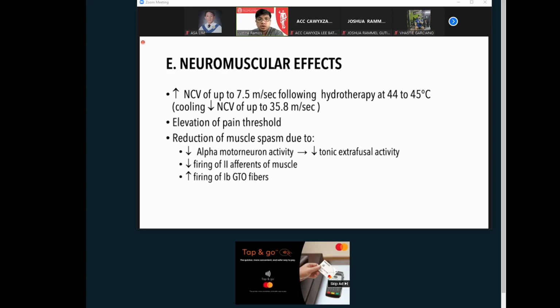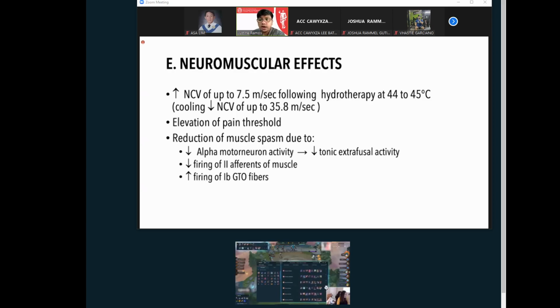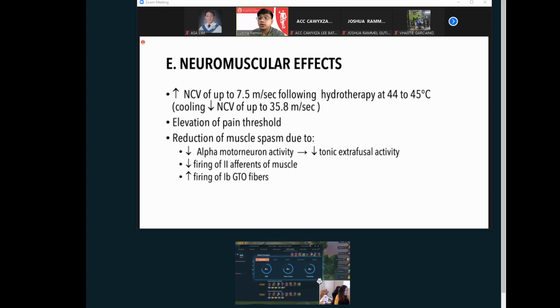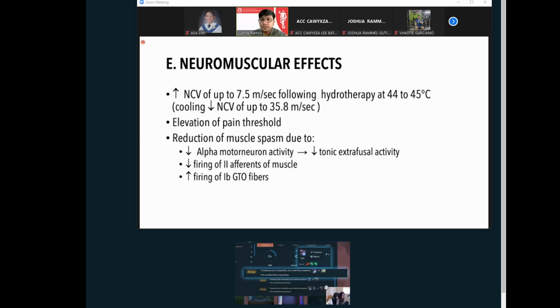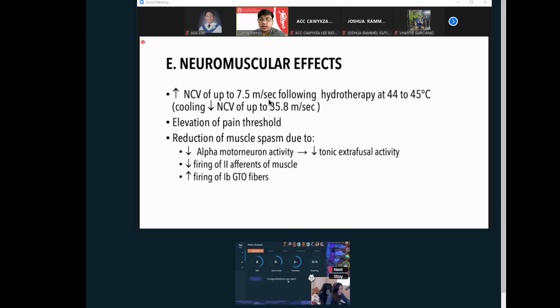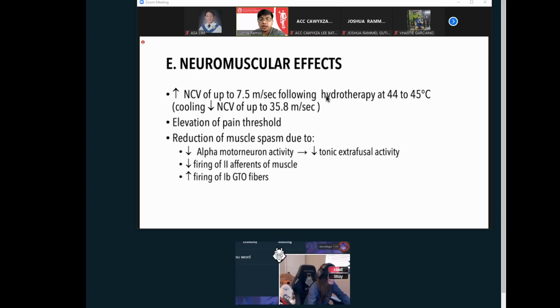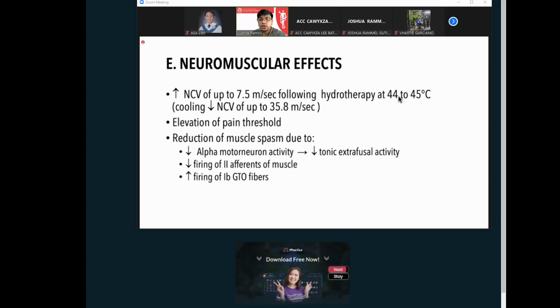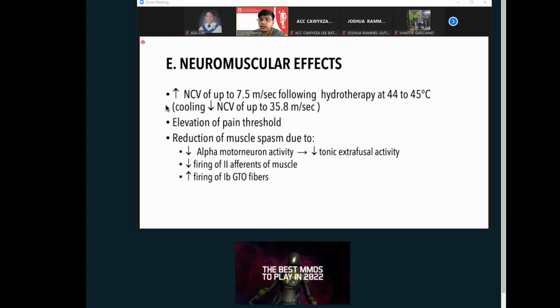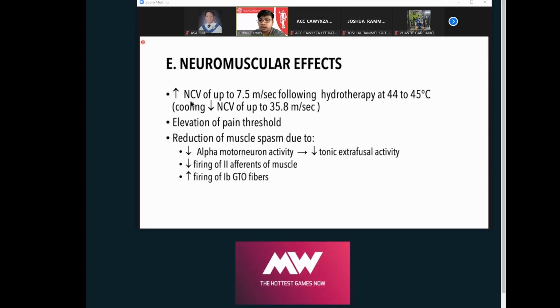Neuromuscular effects. So generally, reduction of your pain. Okay, yung primary effect nito. Relaxation of your muscle because of spasm or let's say if it's contracted for prolonged period of time. So the increase in temperature would likely increase the nerve conduction velocity for about 7.5 meter per second following a hydrotherapy or immersion therapy at a temperature of 44 to 45 degree centigrade. So kapag cooling naman, it decreases the nerve conduction velocity.